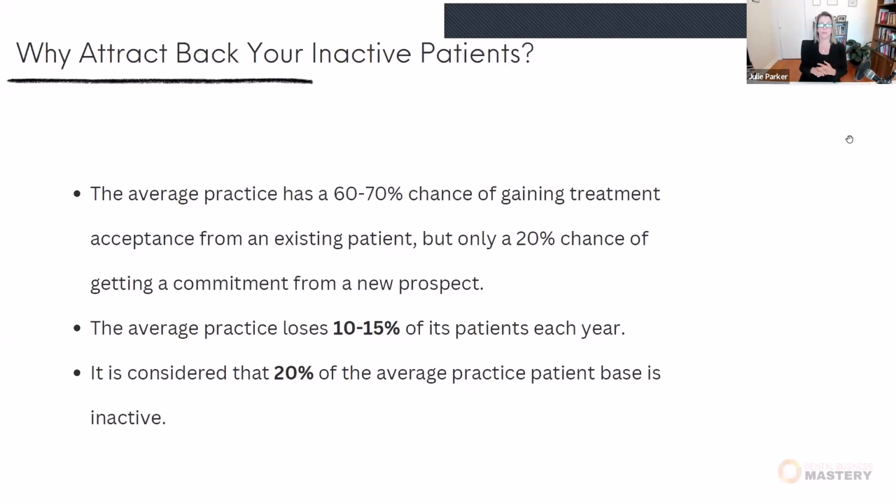Another reason why we want to attract back our inactive patients is that the average practice does lose between 10 and 15% of its patients each year. That increases our need to spend money on marketing and increases our need for that constant flow of new patients. If we can reduce that 10 to 15% figure down to a smaller percentage, we're winning. Also, it is considered that 20% of the average practice patient base is inactive. And I would certainly believe that. I think some practices it will be wildly higher. Certainly some practices might be a little lower.